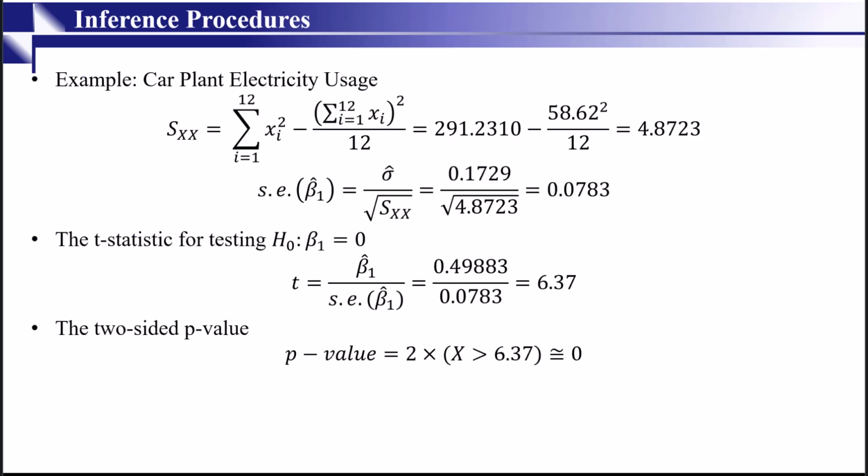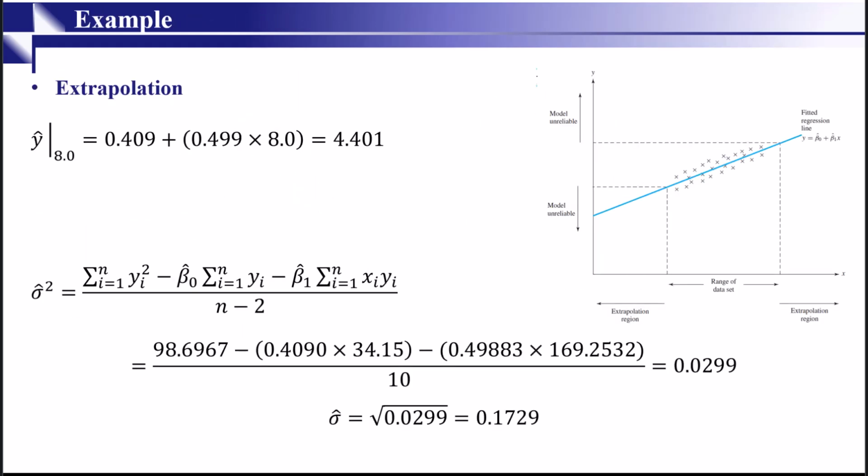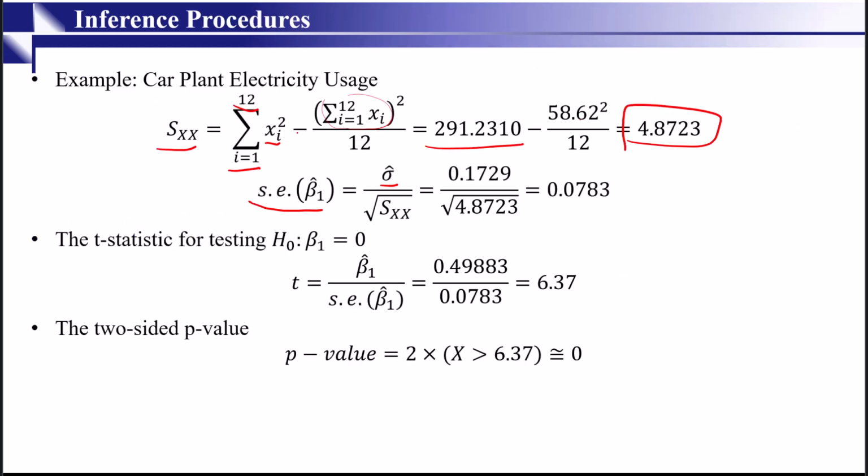For example, take the car plant electricity usage data that we have already seen. Sxx is equal to the sum over i from 1 to 12 months of xi squared, minus the square of the sum of xi divided by 12. We already found this one as 291.23, and 12 is 12, then we can get Sxx as 4.8. Then the standard error of beta hat 1 is equal to sigma hat divided by the square root of Sxx. We already found sigma hat here, 0.17. Then we use 0.17 divided by the square root of this value.